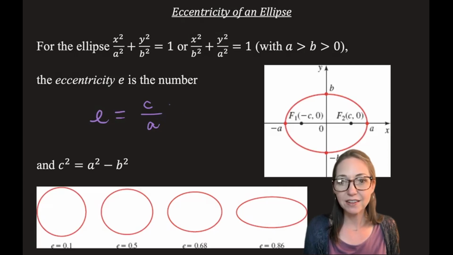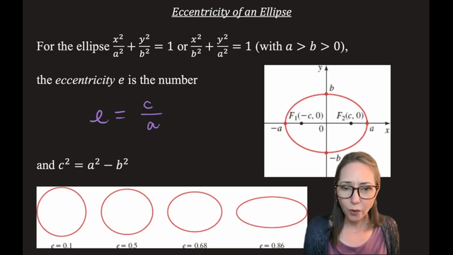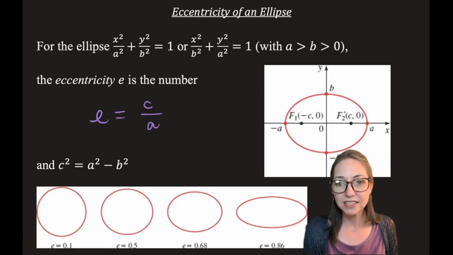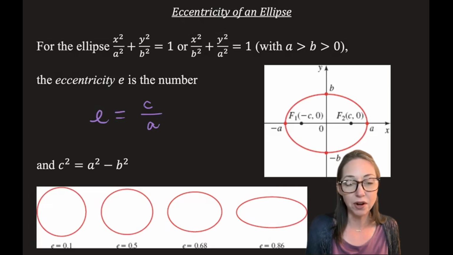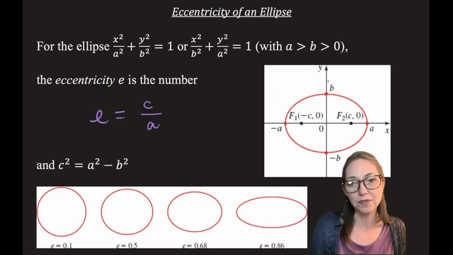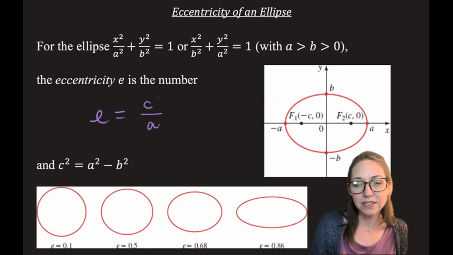Because the vertices are always past the foci, in other words, the focus is inside every ellipse, C always has to be less than A. And it can't be negative either, right? C is the distance from 0 to a focus. So C is somewhere between 0 and A.